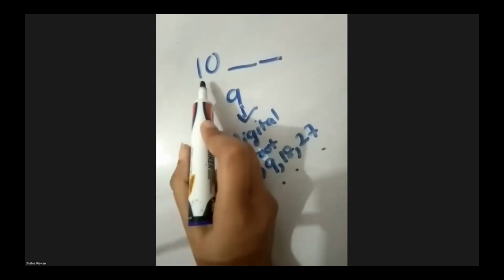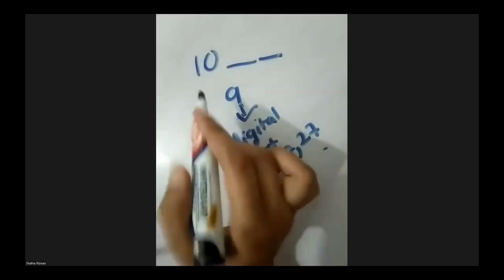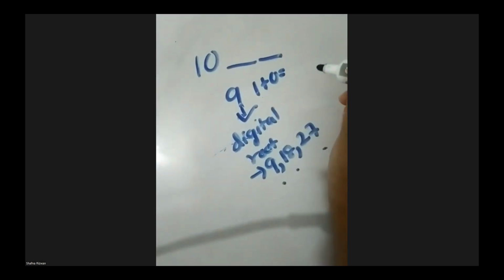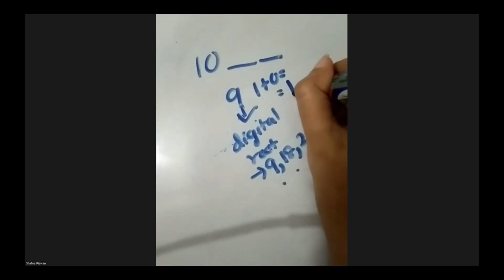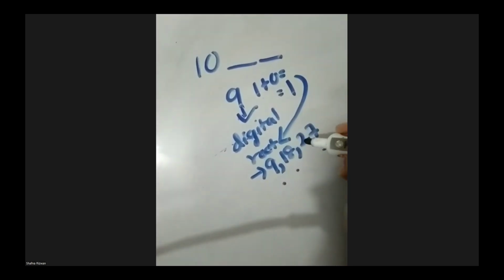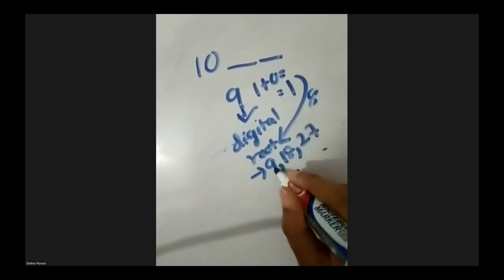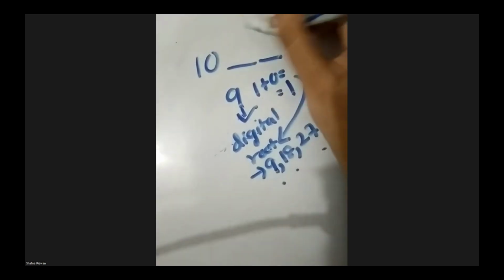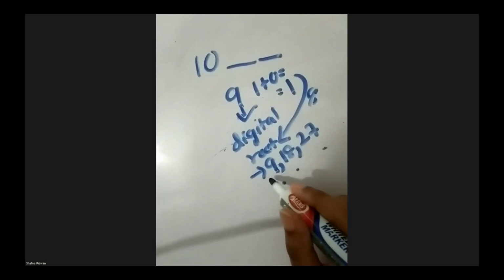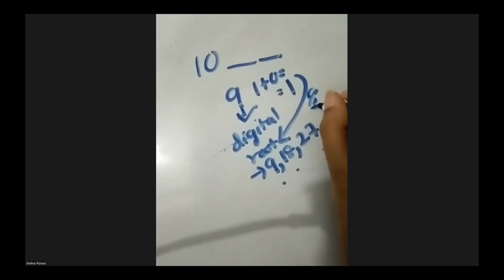So here, what should you do? You have to take the digital root of 10. How can you take it? 1 plus 0 will give you the digital root. Then how much? 1. Now from 1, how can you make it into 9? By adding another 8. If you add 8, it will become 9. So here I have to write digits where I will get 9. How can you get 9 if I add 8 more? So here I can get a digit like 8.